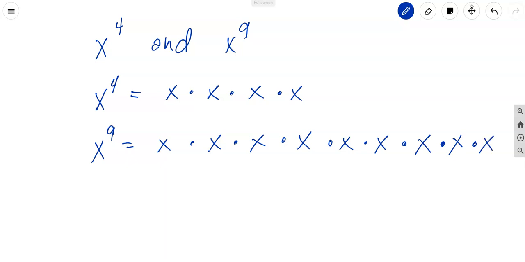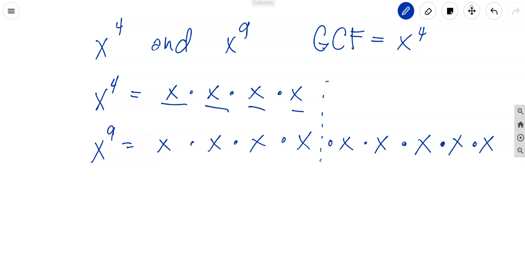So from here, we can observe that the common factor is just from 1, 2, 3, and 4, right? So we still have this value. Therefore, the common factor of x to the power of 4 and x to the power of 9, the GCF, the greatest common factor, is equal to x to the power of 4.